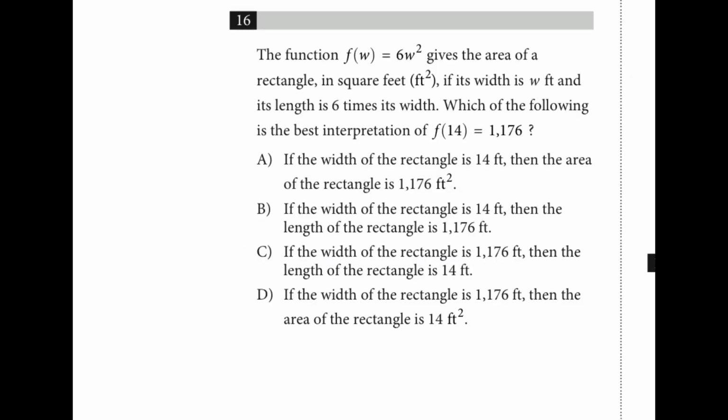Number 16, the function f of w is equal to 6w squared gives the area of a rectangle in square feet if its width is w feet and its length is 6 times its width. Which of the following is the best interpretation of f of 14 is equal to 1176? When we plug in f of 14, we're going to plug 14 in for w. And the total area will be the output, 1176. So we're looking for width is 14, area is 1176.